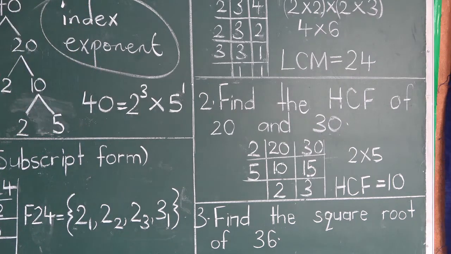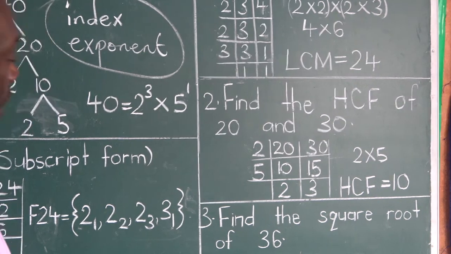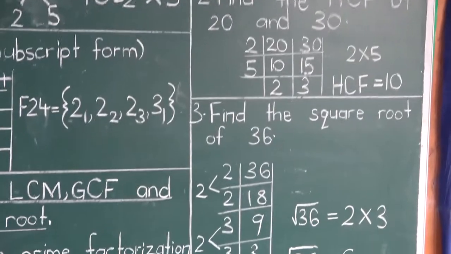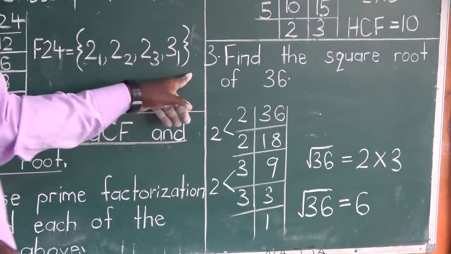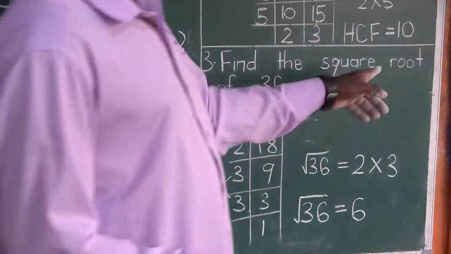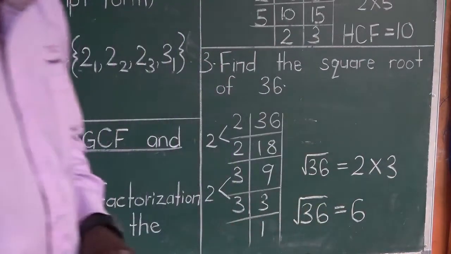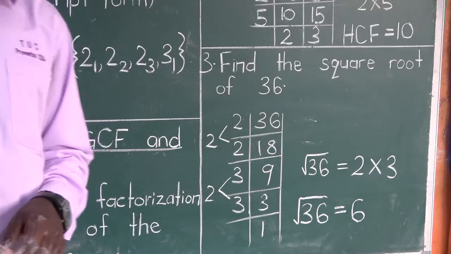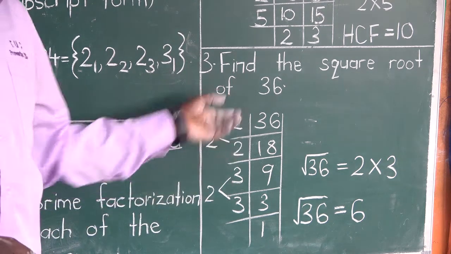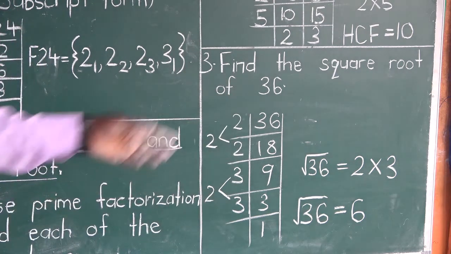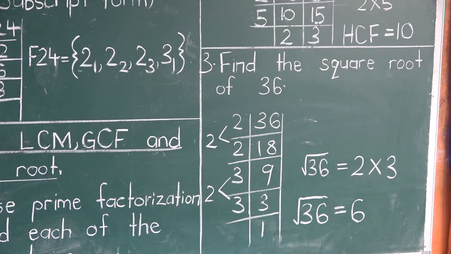And we shall then look at the last example in this kind of lesson. Thank you for viewing, but continue viewing until teacher says goodbye. So we look at number 3. Find the square root of 36. I said we use the prime factorization method to find LCM, GCF, as well as the square root. Now, square root is the one teacher is about to explain.